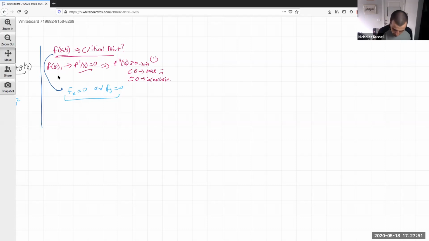So for instance, let's say we have this function, which is x squared plus 2y to the 4th plus 2xy, and I wanted to find all the critical points here.